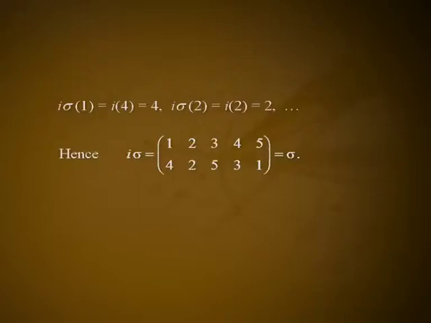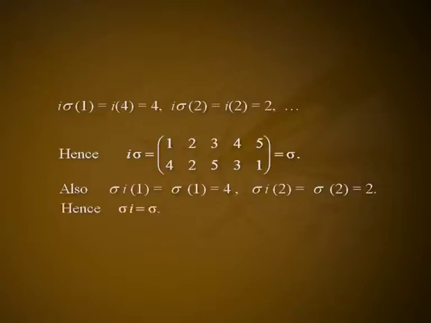Hence, I∘σ is equal to the permutation 1→4, 2→2, 3→5, 4→3, 5→1, which is equal to σ. Also, (σ∘I)(1) is equal to σ(1), which is equal to 4. (σ∘I)(2) is equal to σ(2), which is equal to 2. Hence, σ∘I is equal to σ. Similarly, it can be seen that I∘τ is equal to τ∘I.